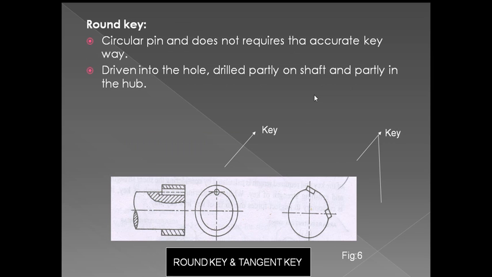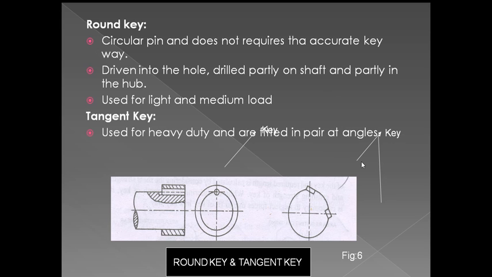A circular key, or round key, has a circular cross section and does not require an accurate keyway. It is driven into a hole drilled partly in the shaft and partly in the hub. It is used for light and medium loads. The tangent key is used for heavy duty. It is a pair of two keys, and these two keys are at right angles to each other. Here power can be transmitted in only one direction.